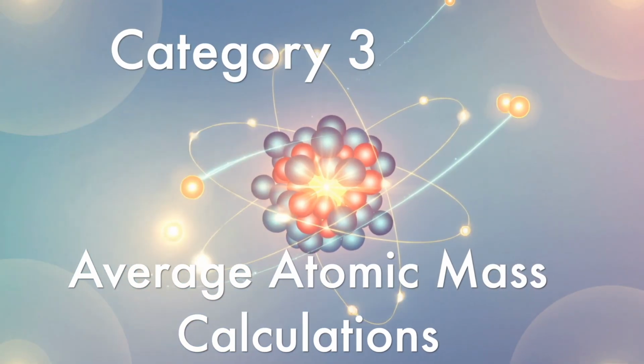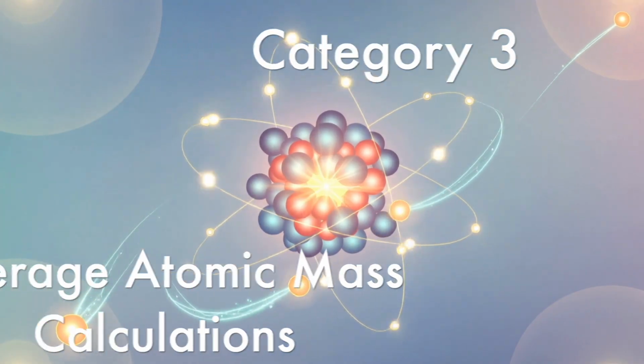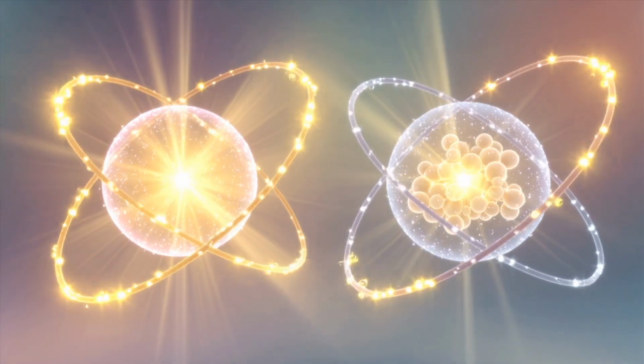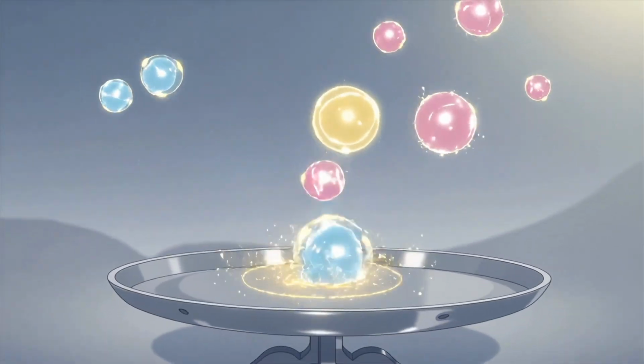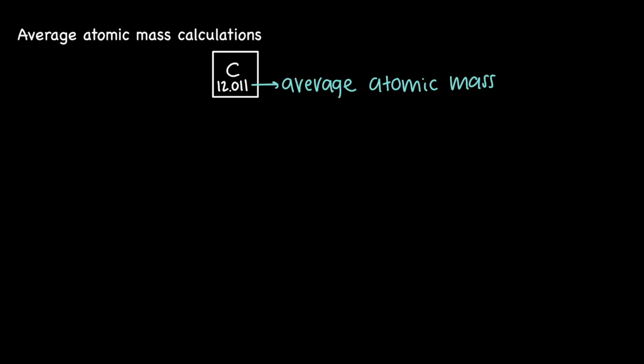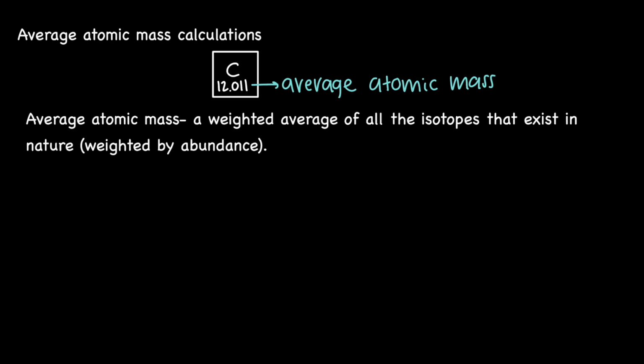Category 3 is average atomic mass calculations. This is where students often get confused. You might ask, if protons and neutrons are whole numbers, why is the mass of carbon on the periodic table 12.011? The number on the periodic table is the average atomic mass. It is a weighted average of all the isotopes that exist in nature.